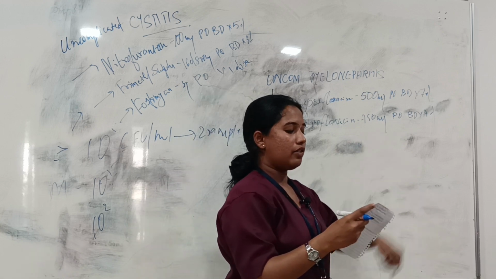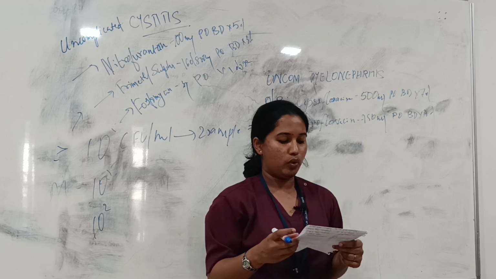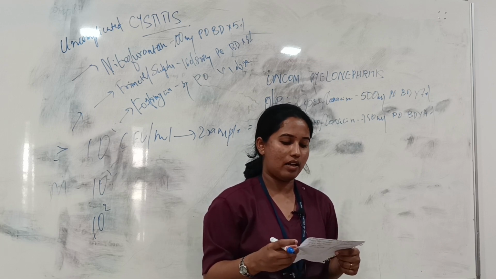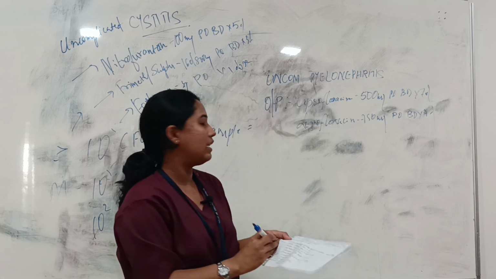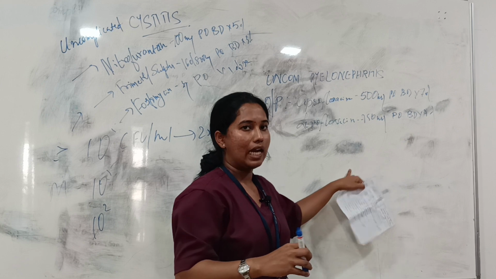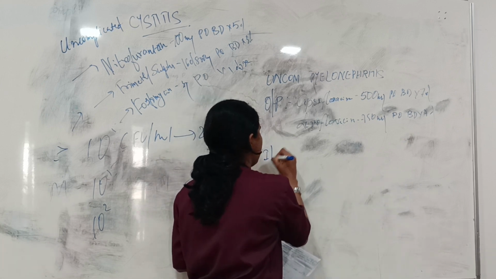Second line agent is trimethoprim plus sulfamethoxazole 160/800 mg BD for 14 days, or ceftriaxone or amoxicillin plus clavulanic acid. That is second line. So first line is cipro plus levo. Okay, in case of uncomplicated pyelonephritis. Next, in case of inpatients.